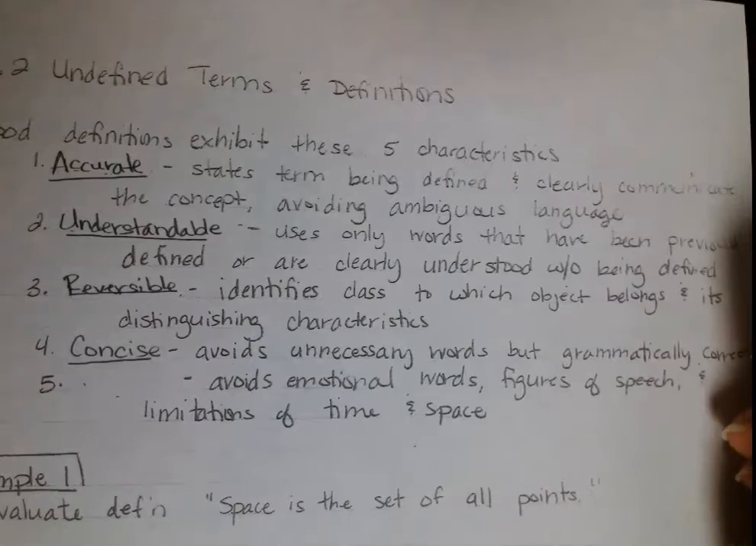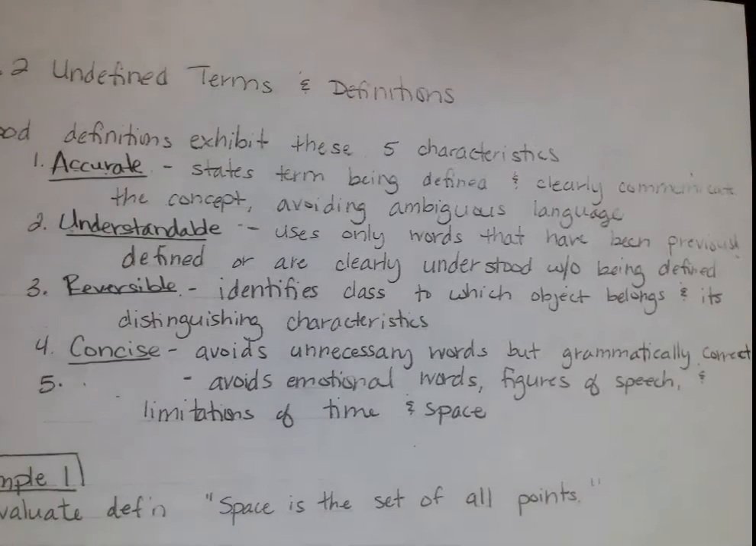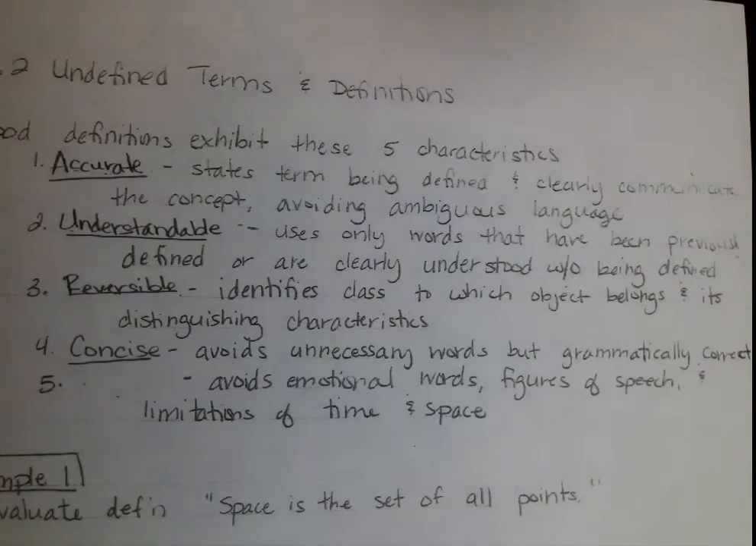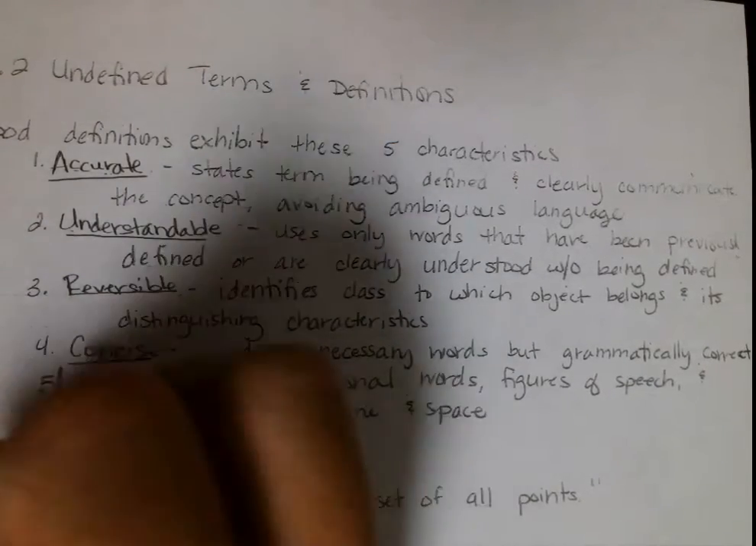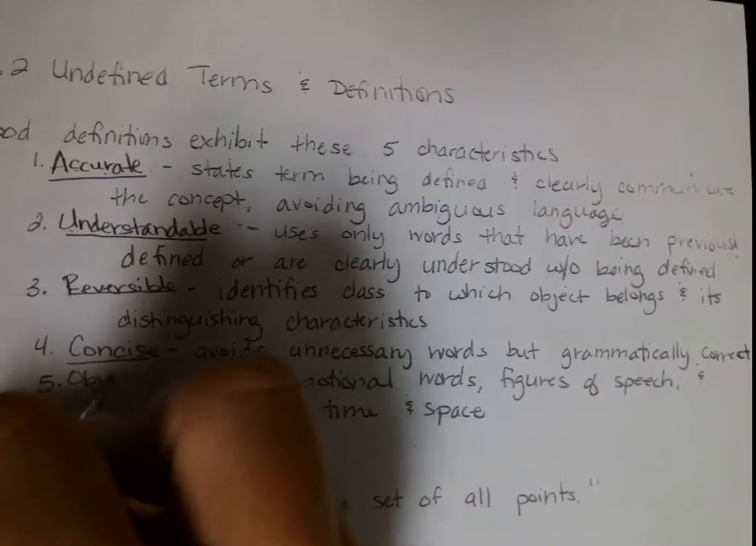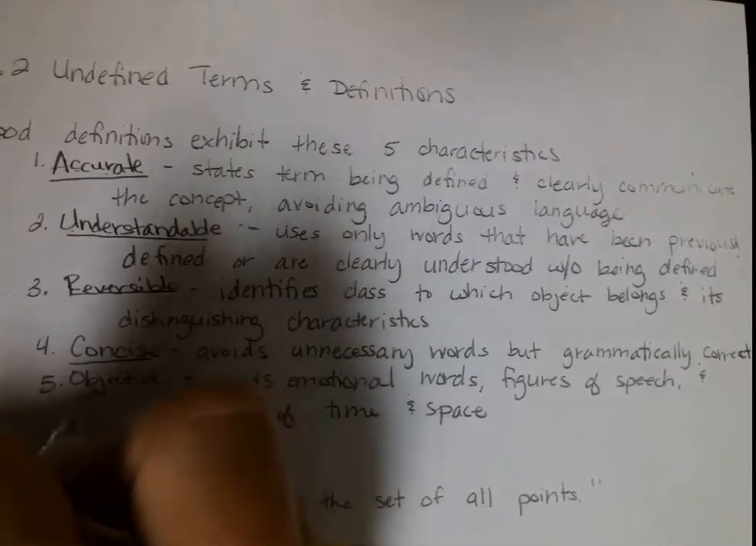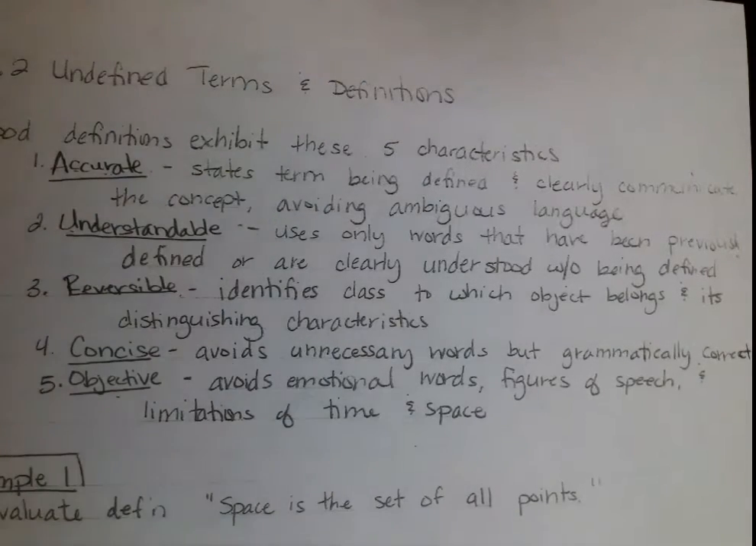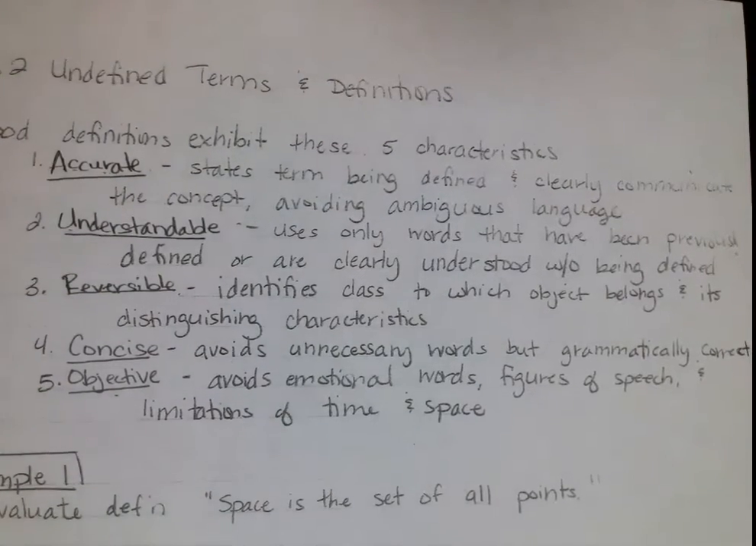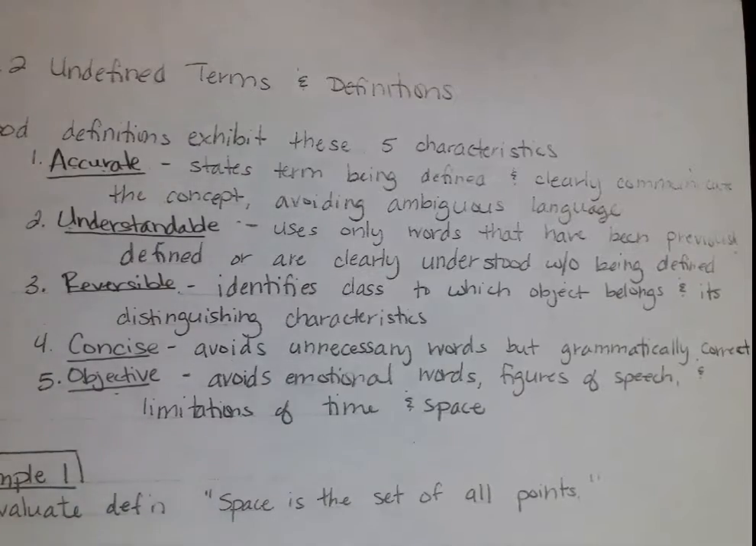You might have to add the CT on there. It avoids emotional words, figures of speech, and limitations of time and space. Oh, wait, hold on. I'm sorry, that's the next one. Number 5 is objective. All right, and so to be objective, it avoids those emotional words, figures of speech, and the limitations of time and space. So that doesn't tell us a whole lot.